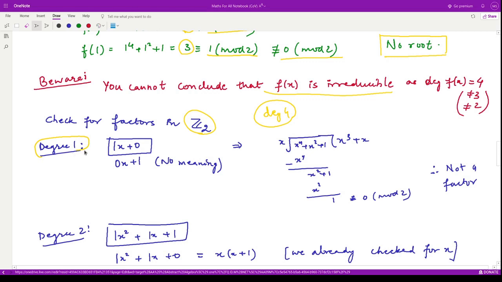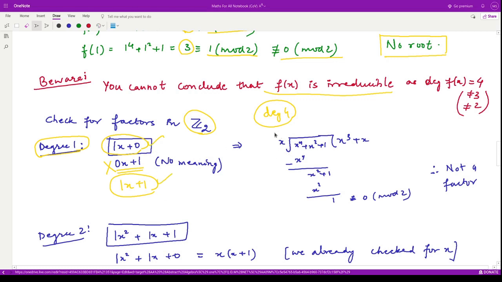So for degree 1, what are the possible values? Now we are looking for degree 1. That means the coefficient of x should be non-zero. So this cannot be the case. The only possibility is you have 1 over here and 0 over here, right? Another factor that we could take is x plus 1. So these are the only degree 1 factors of this polynomial which may be factors, right? These are the only possible terms. So we'll check them one by one.